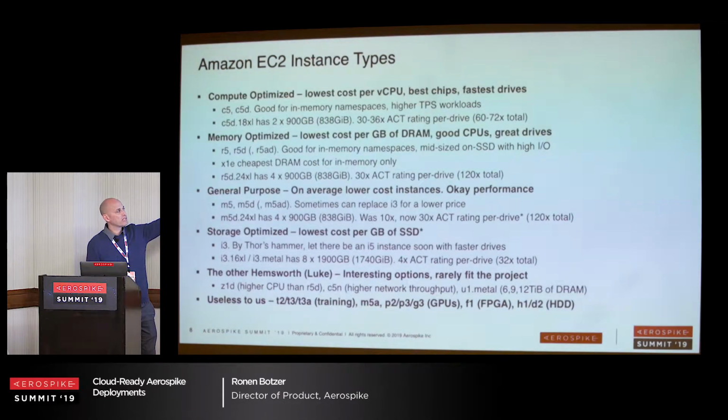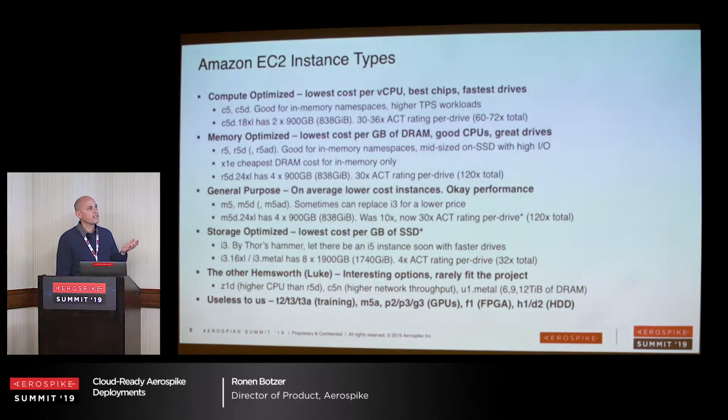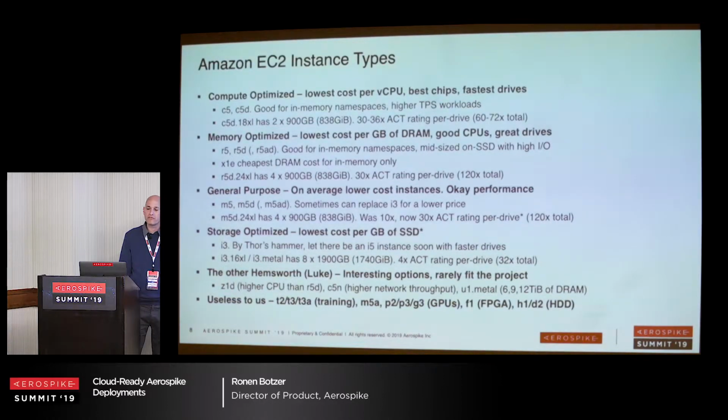So the compute ones, the C5s, are really nice for ones that have really high I/O. If you have a lot of TPS that you need to hit, these ones have the best chipsets, but they're limited to only 2 drives at the largest size. The memory optimized ones are the R5s and R5Ds. The R5Ds are the ones with the drives. That's the difference. And you get double the drives. You go up to 4 on the full size. And the CPU, again, is very similar. So it's pretty decent for these very high I/O workloads.